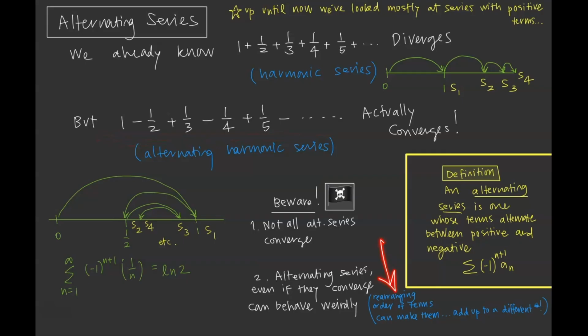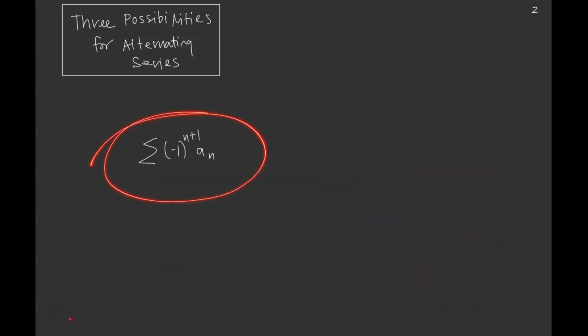We're not going to go heavily into this, but we'll always assume that the series is going to keep the order that it's in. But this just gives you a flavor for that alternating series, when they converge, there's some strange stuff that can be happening. And actually, there are going to be different types of convergence with an alternating series. For a typical alternating series, there are 3 possibilities. The first possibility is that the series diverges.